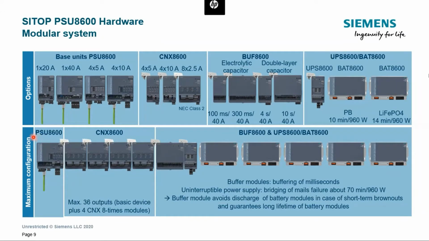What you see here is the maximum configuration of the system. So 1 power supply, and you can have up to 4 expansion modules and up to 1 buffering module. And you can see here the batteries which are connected to this UPS module to back up the system in case the mains supply has failed.